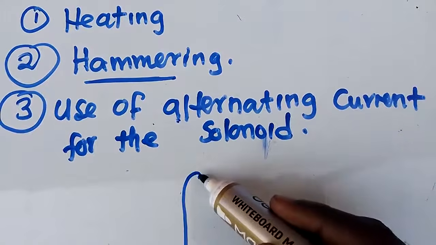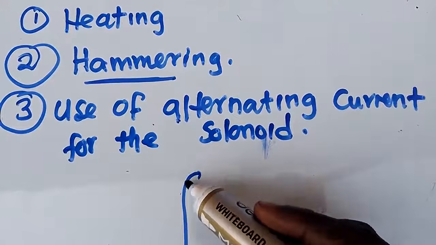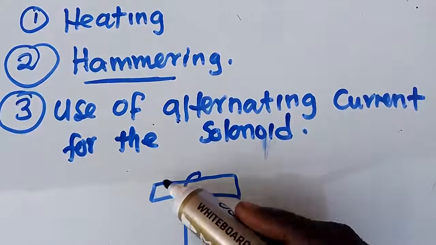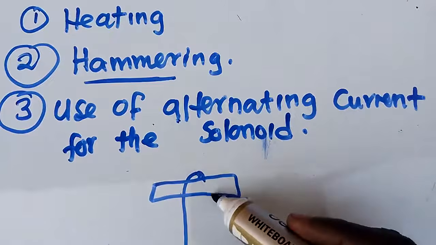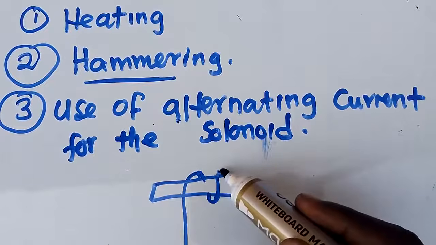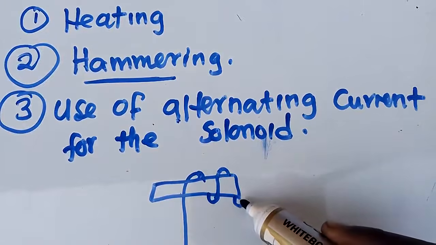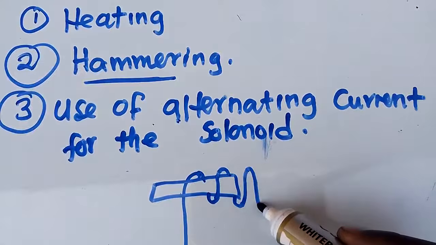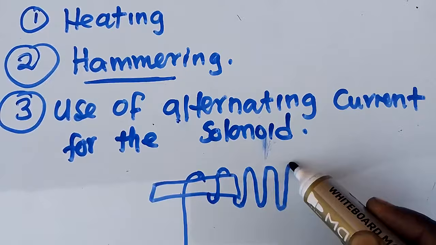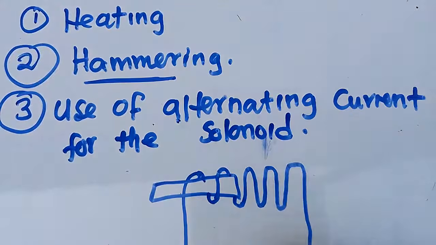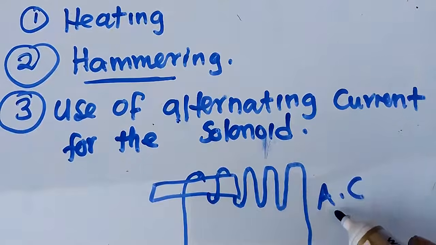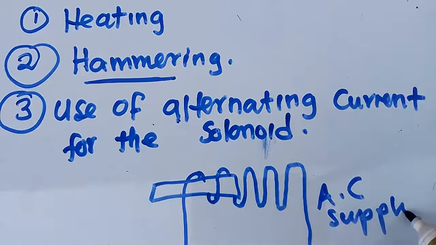So this is the electric solenoid. I'm going to say this is a material like this. These are interlinked like this. Just like that. I'm just going to illustrate this. So this is the AC supply. This is what I'm going to do.